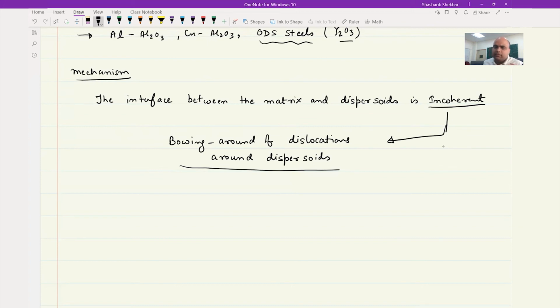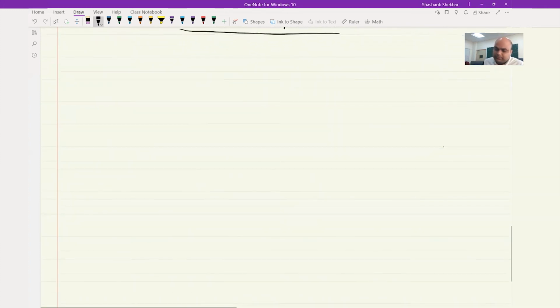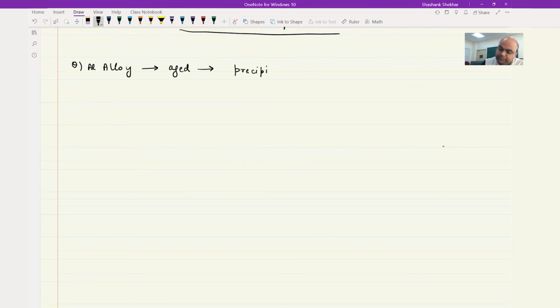So let me quickly give you two very basic problems, okay, based on the distance between the precipitates and the size of the precipitates, and the rest you will do in the assignment also. Okay, so suppose I have an aluminum alloy, and we are aging it. We aged it, and after aging we have two conditions. In the first condition, the precipitate size was, let's say, suppose 30 nanometer.